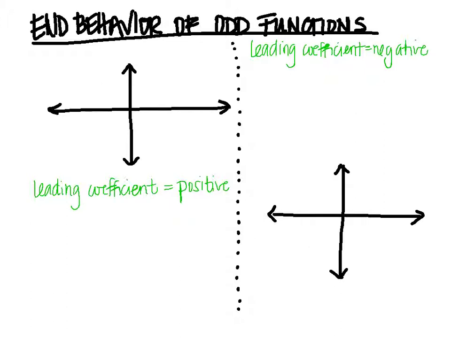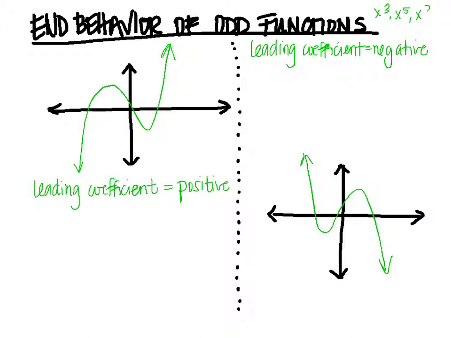Odd functions means something that starts with an x cubed or an x to the 5th or an x to the 7th, anything like that, where the degree of the polynomial is an odd number. If it's positive, it's going to be S in shape and it's going to start low and end high because it's increasing. If it's negative, it's going to start high in an S shape and go downward into the negative area.